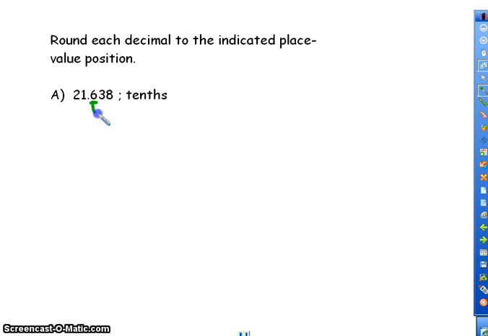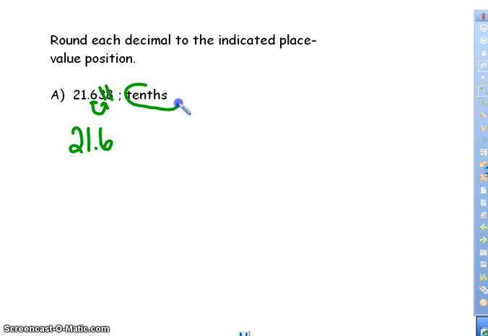So I'm going to look to the right, and it's a 3. This number is 4 or less, so my 6 will remain the same. So I'm going to write 21 and 6. And then don't forget, now I drop these numbers. I do not include them in my answer. Okay? And I'm going to read it out loud. 21 and 6 tenths. I did indeed end in the place value that I wanted to round to. And so I know that 21 and 6 tenths is the correct answer.